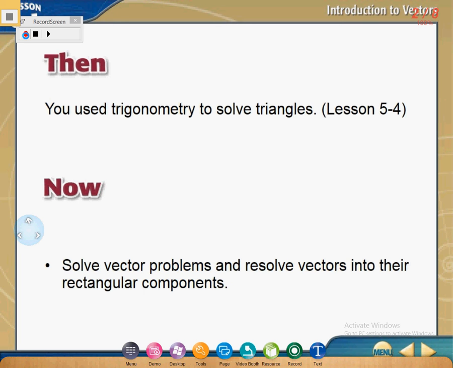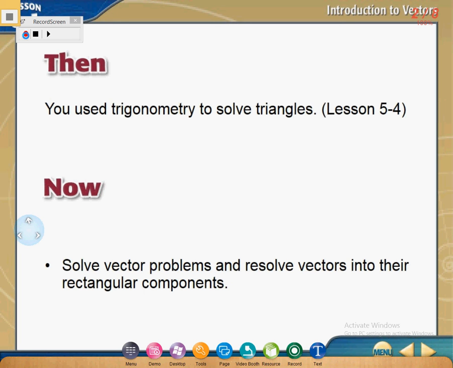This is our sixth part of Introduction to Vectors. Each day I'm giving you only a small part of it. Our objective is to solve vector problems and resolve vectors into their rectangular components. We will solve real-world applications about vectors now.